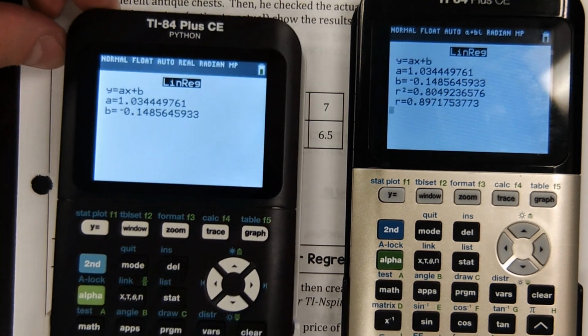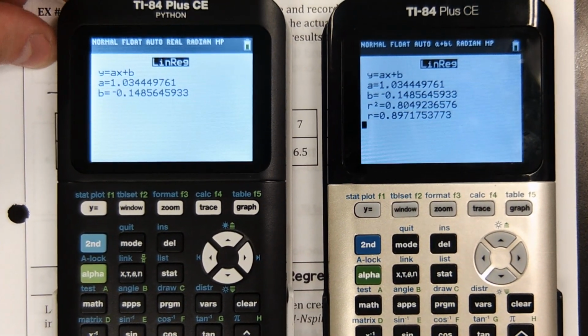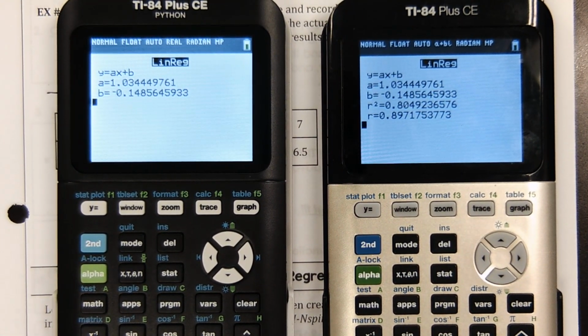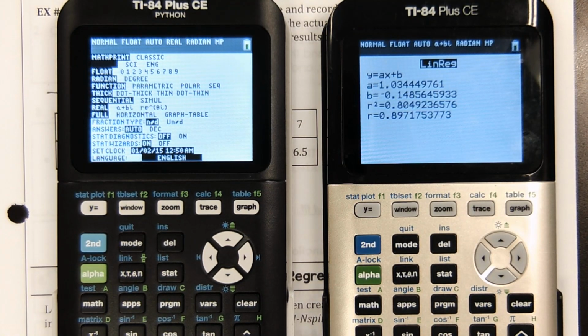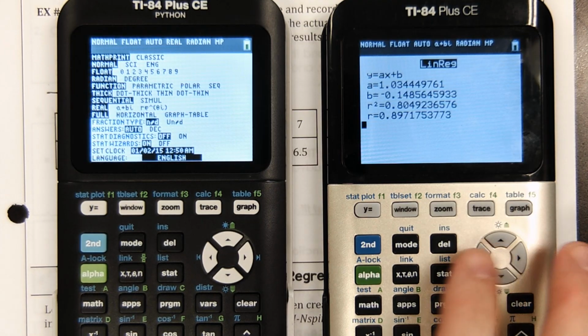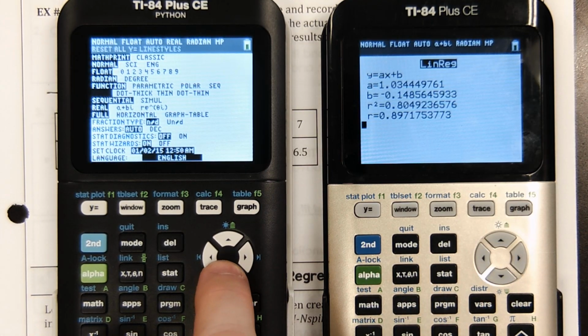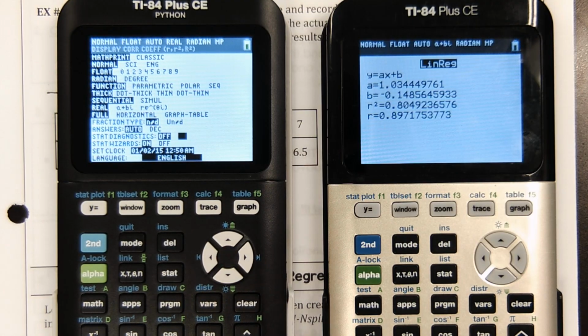Okay. Here's how you're going to do that. Everybody that's missing r squared and r, you're going to press mode, which is right here. And this won't work for Ariana's calculator more than likely. Try anyway, see if it's there. And scroll down to where it says stat diagnostics. That needs to be turned on. So scroll over to on and hit enter.